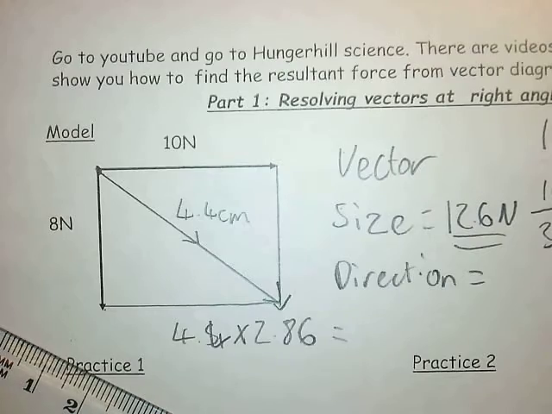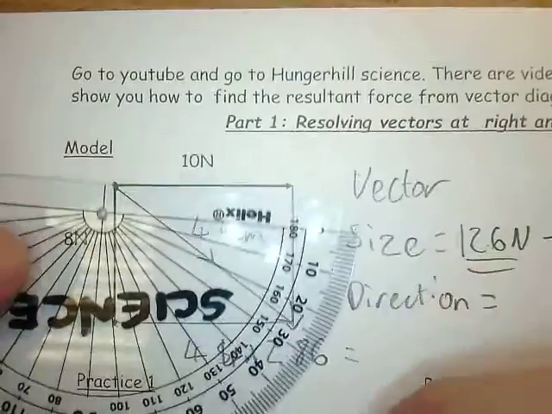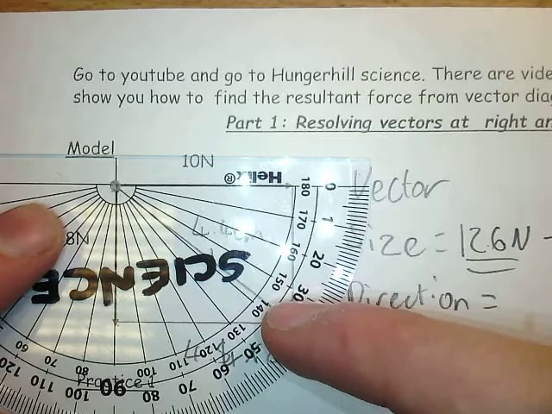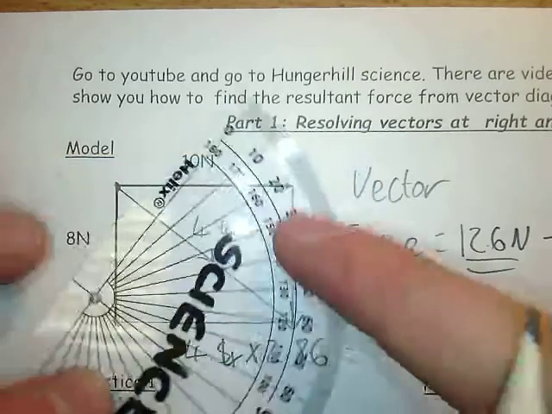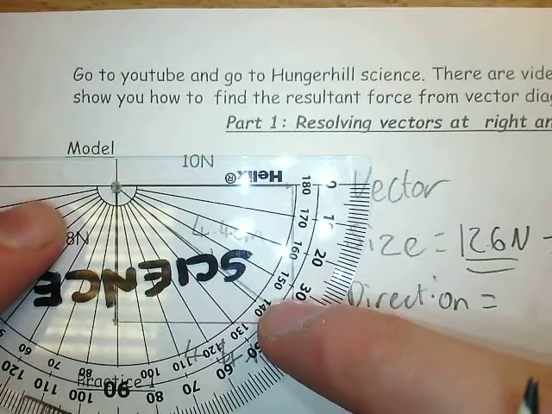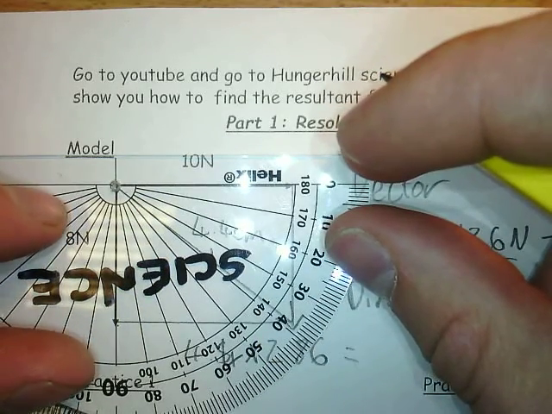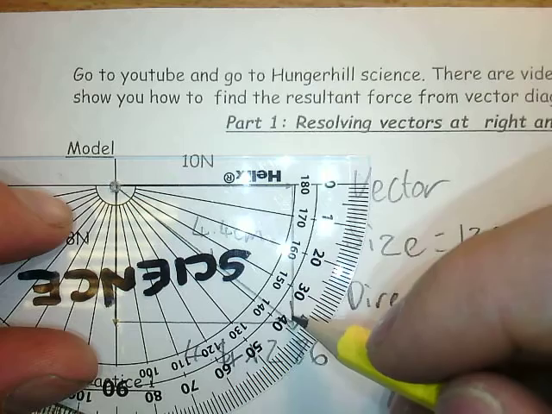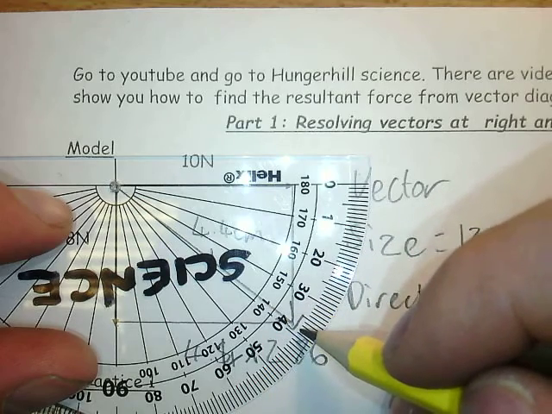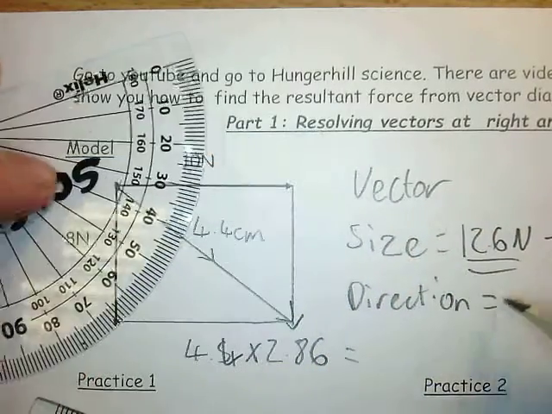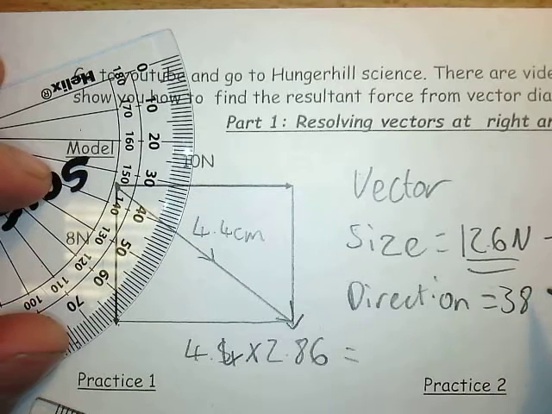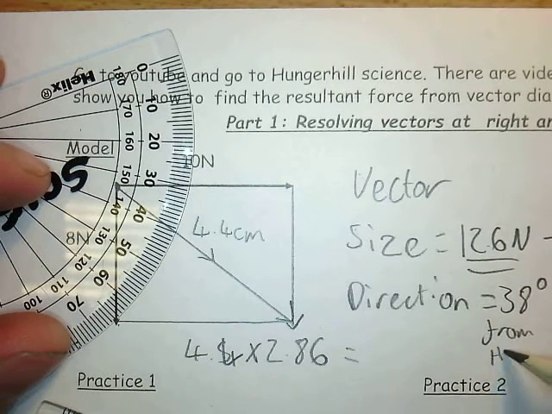Now the direction, I'm going to have to use a protractor for this. So I'm going to measure from the horizontal. Now it's up to you where you measure from. I could measure from the vertical, I could measure from the horizontal. So if I measure that angle, let's say that's 38 degrees. So it's 38 degrees from the horizontal.